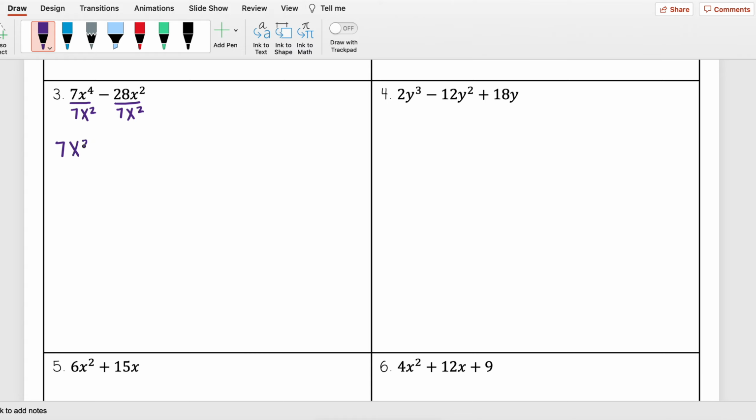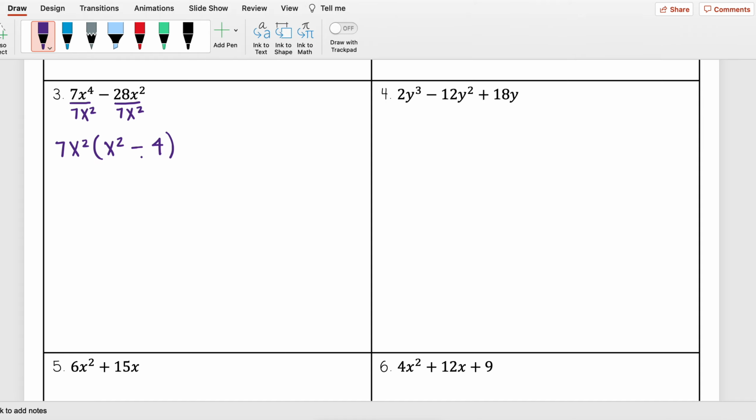So I'm putting my GCF out in the front. 7 divided by 7 is just 1. X to the 4th divided by x squared is x squared. 28 divided by 7 is 4. x squared divided by x squared is just 1. Now I need to look and see if I can factor what is inside of these parentheses.